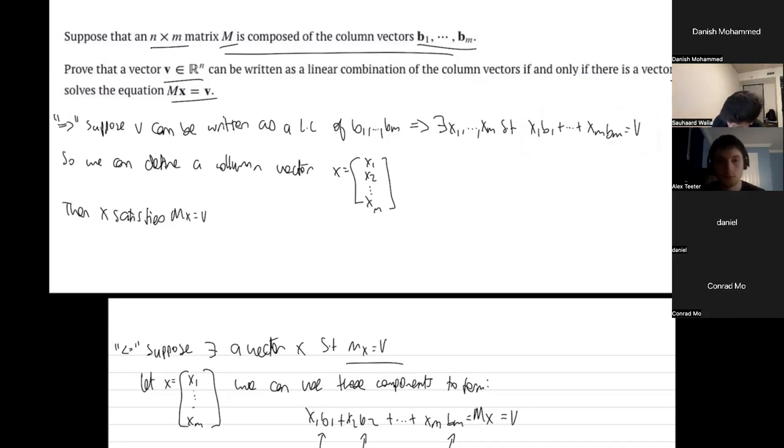So now after we've assumed we've gotten to this part, we take all those x1 to xm and put them in a column vector x. Because we're doing that, we know that Mx is x1 b1 plus all the way to xm bm, where the columns of M are those vectors b1 to bm. So that's why that part holds true.